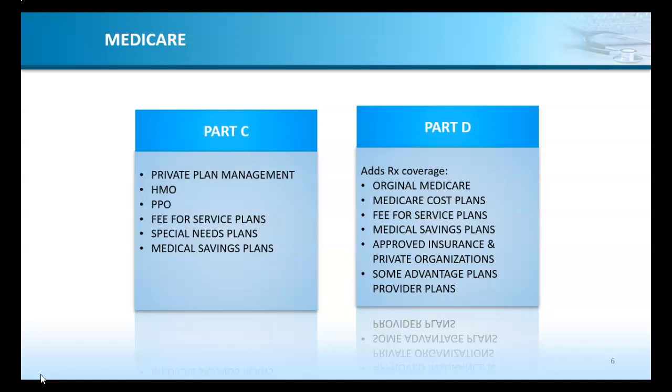Part D is your prescription drug coverage. So think about D for drugs. Part D covers your original Medicare coverage for prescription drugs. It can also be Medicare cost plans for prescription drugs. Medicare has specific cost plans for that. Fee-for-service plans, medical savings plans, approved insurance and private organization plans, and some Advantage provider plans are covered under Part D. So when you think of Part D, that's your prescription coverage under Medicare.